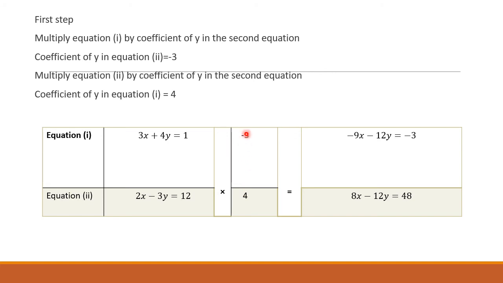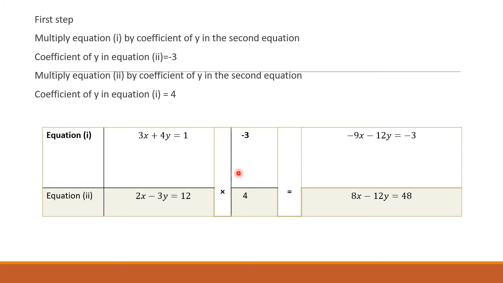Now, we are going to multiply negative 3 with 3. So negative 3 times 3 gives us negative 9x. Negative 3 times 4 gives us negative 12. Negative 3 times 1 gives us negative 3. It is actually negative here. I made a mistake. I should have written negative here, okay? So that's why you have negative here and negative here.